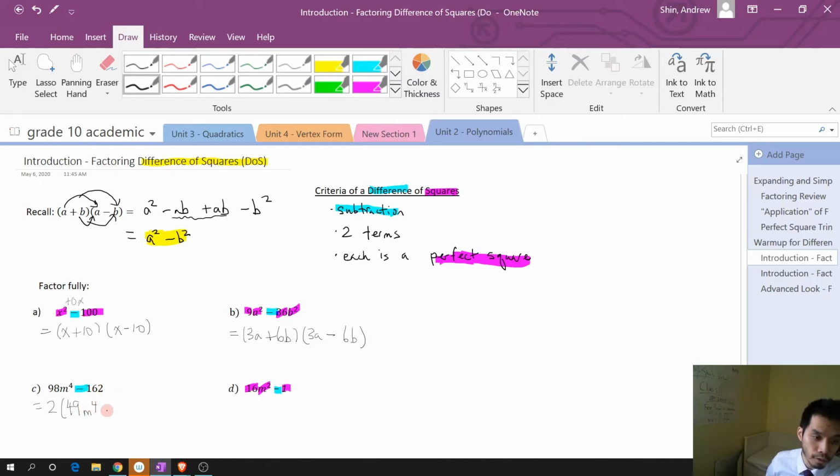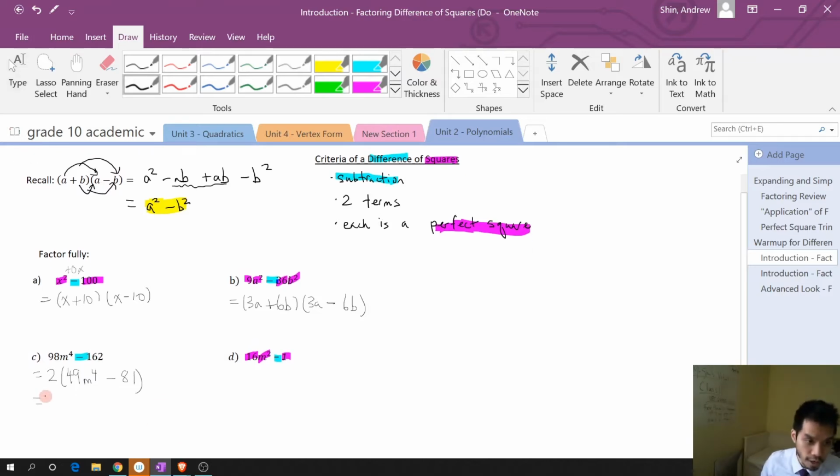162 divided by 2 is going to be 81. And now these numbers look a little bit more familiar to me. I know that 49 is a perfect square, m to the power of 4 is also a perfect square, and 81 is also a perfect square. And again, it is considered a difference of two perfect squares.